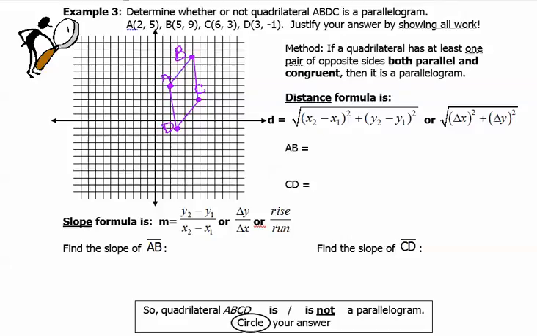So now that I have my quadrilateral, I'm going to use the distance formula. And I'm going to look at AB and see how big it is. Now I'm going off the fact that one side is both parallel and congruent. So I need to find the distance between A to B and the slope of AB. So A is 2, 5 and B is 5, 9. So when I plug that into the distance formula, it looks like this.